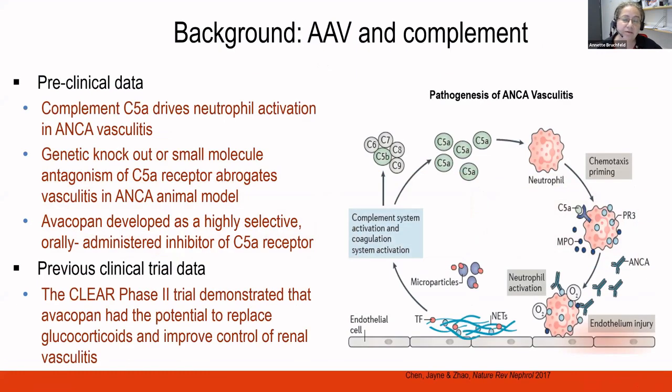The background for the ADVOCATE or avacopan trial is the role of complement in this disease. Complement C5a drives neutrophil activation in ANCA vasculitis, and animal models have shown that if you knock this out or treat the animals with an antagonist of the C5a receptor, you abrogate vasculitis in this model. Avacopan was developed as a highly selective, orally administered inhibitor of the C5a receptor, and there was previous clinical trial data, the CLEAR trial, a phase 2 trial that demonstrated that avacopan had the potential to replace glucocorticoids and improve control of renal vasculitis.